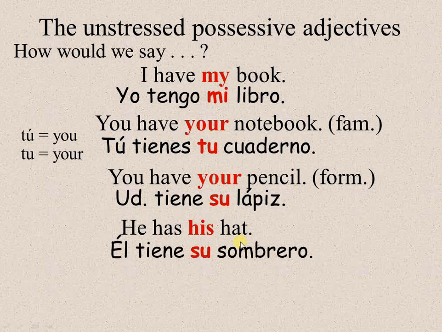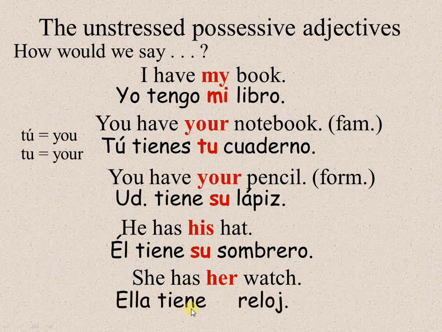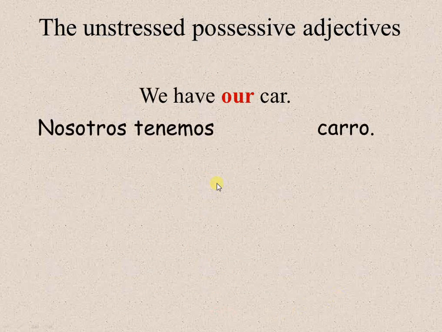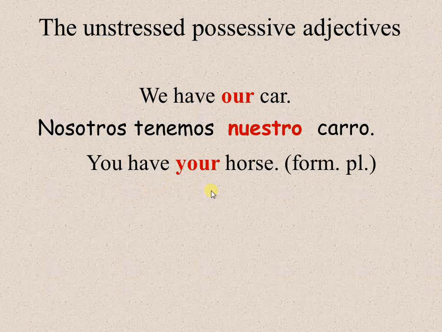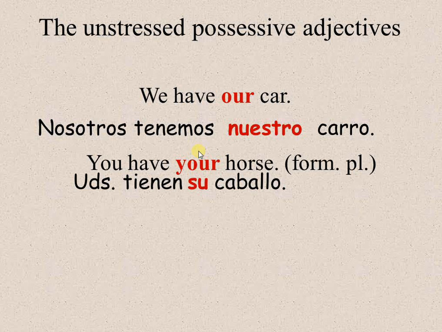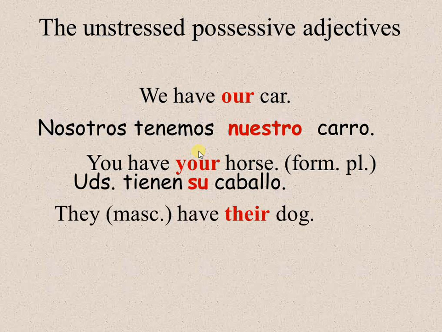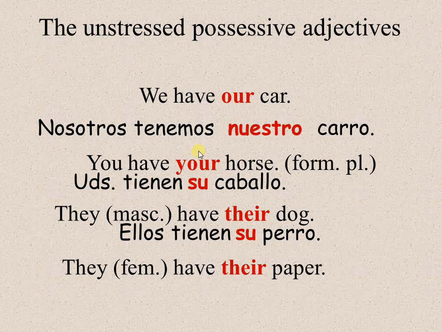He has his hat. Él tiene su sombrero. She has her watch. Ella tiene su reloj. We have our car. Nosotros tenemos nuestro carro o nuestro coche. You have your horse. You guys, okay? This is like plural form. Ustedes tienen su caballo. They have their dog. Ellos tienen su perro. They have their paper. Ellas tienen su papel.